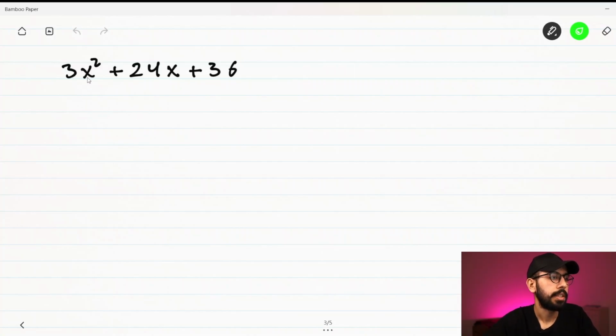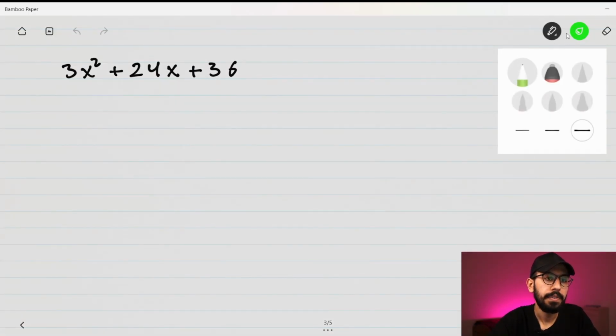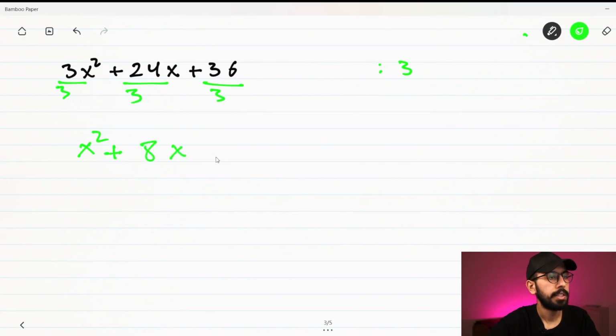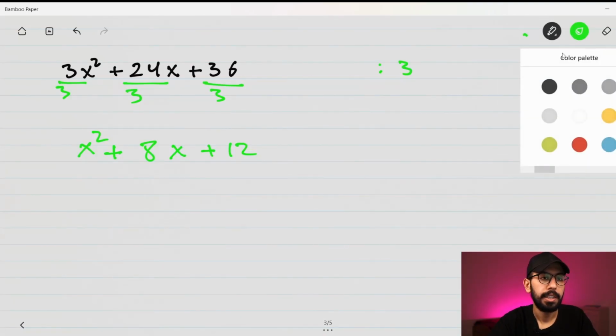In this example, we have 3x squared plus 24x plus 36. The first thing we need to do here is divide all of them by 3, because we need x squared alone, because this makes the process very easy. Divided by 3, divided by 3, and divided by 3, it will be x squared plus 8x plus 12. Now it is the same as the last one, so we can solve it like that.